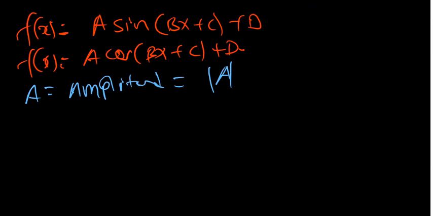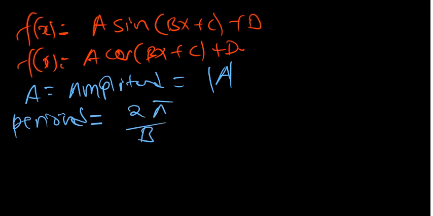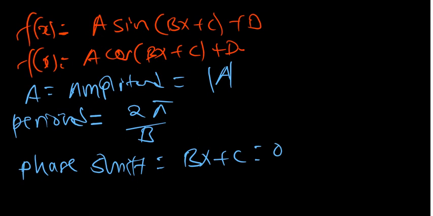Next, you have to know how to find the period. Period is 2 pi over b. Next, you have to know how to find the phase shift. How do we find the phase shift? bx plus c equals 0. So for x, that is the phase shift. I'll explain what it means. How do we find the vertical shift? D is the vertical shift. You just get to D. That is the vertical shift.